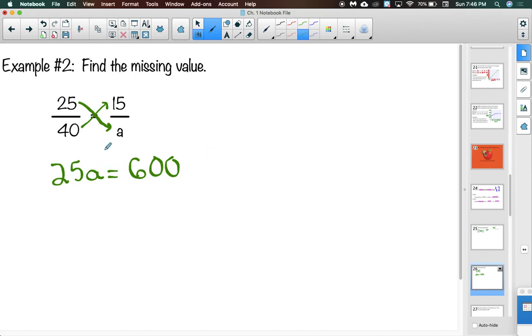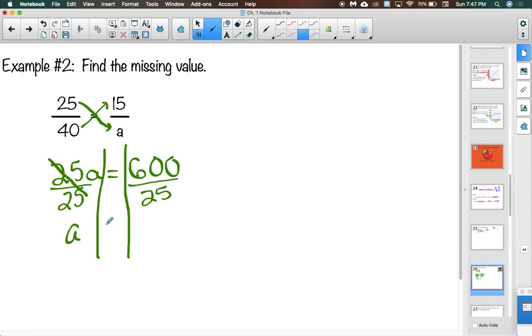And now we have to solve our equation. So now we have to think back to 6th grade solving equations, and we would write our train tracks there, and then we would divide both sides by 25 because our job is to isolate the variable. Okay? And the 25s cancel each other out. We are left with 1a. Bring down your equal sign. And 25 goes into 600 24 times. You can check my math if you'd like. So the missing term in that proportion is 24. Okay, a equals 24. That's it. That's as easy as it is.